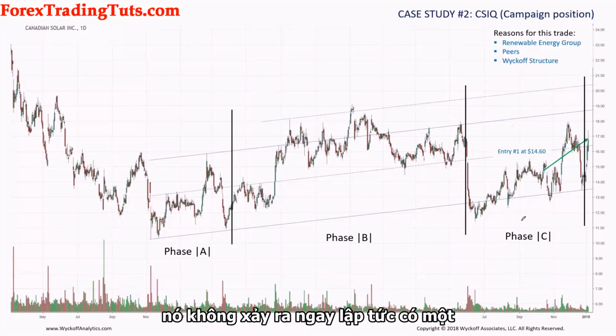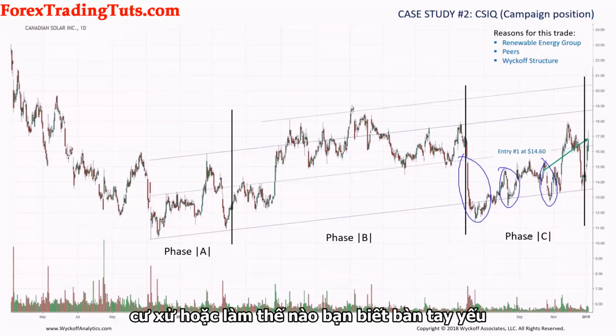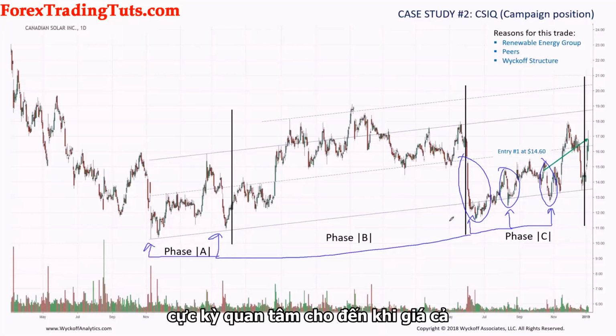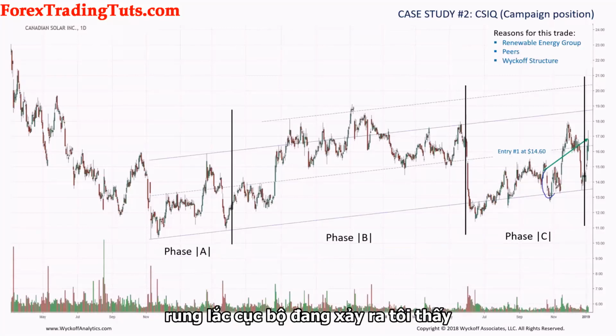And then it doesn't happen right away. There is a smaller shakeout. And one of the things that we study is that type of behavior. When you identify the character of the stock as to how the price moves, and obviously that's all based on how institutions are behaving or how weak hands are behaving, this type of shakeout is to be expected, as we have seen this type of behavior before. So you should not be extremely concerned until the price actually hits our stop loss, which is below the May low. So I'm still in this position, even though the local shakeout is happening.